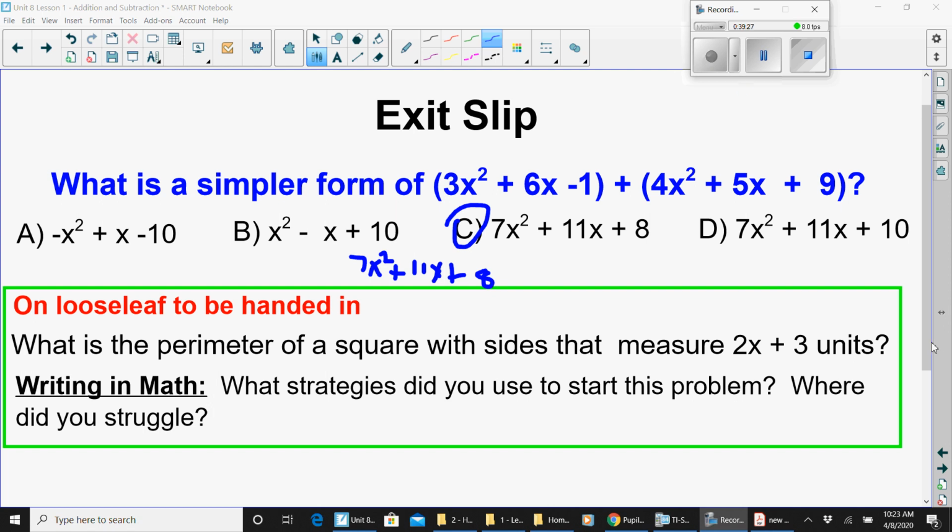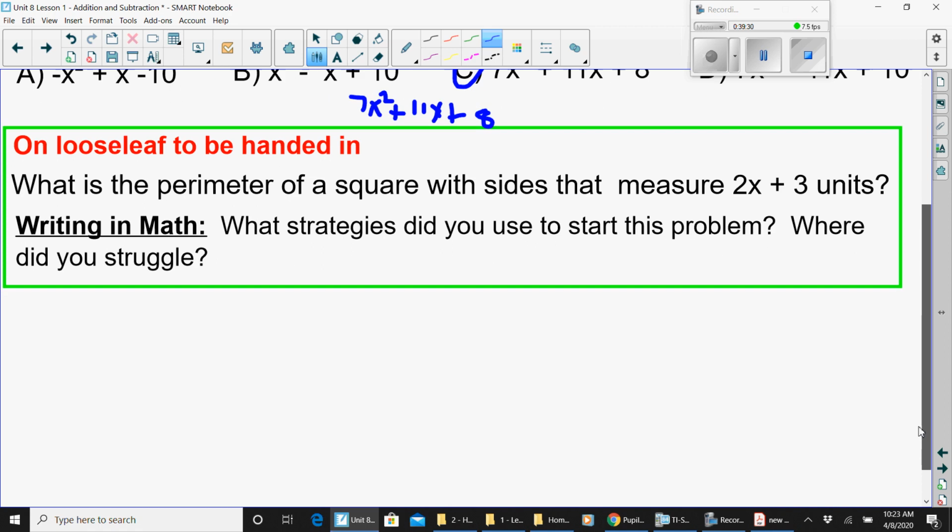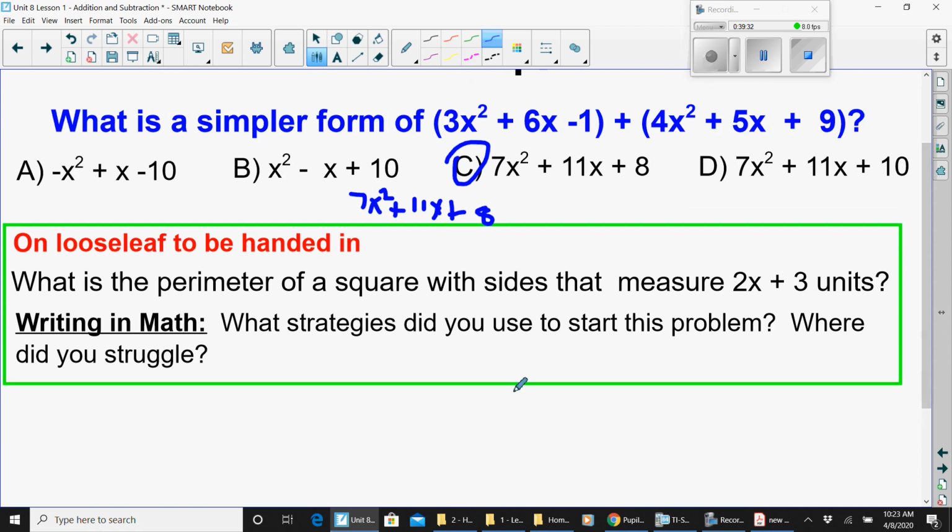On the loose leaf to be handed in, I said don't worry about it, but it's a square. What's the perimeter of a square with sides that measure 2x plus 3? What do you know about a square, though? All sides are equal. So if you were going to add up 2x plus 3, you're going to add up all 4 sides. To get the perimeter, you would just multiply by 4.